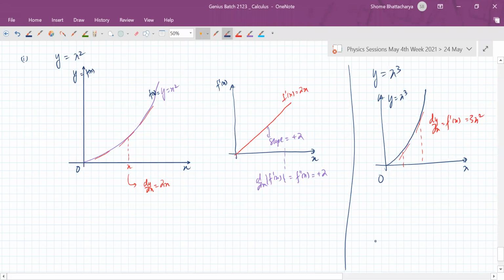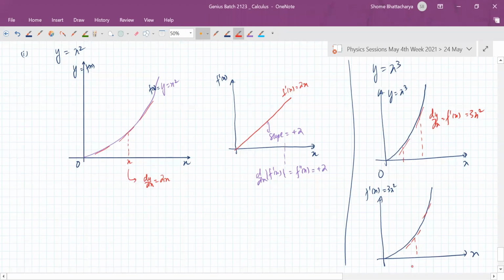Now if I draw a graph of the derivative with respect to x, that will be a function like this. Now this one's slope will be what? 6x. So you can see that's also positive.